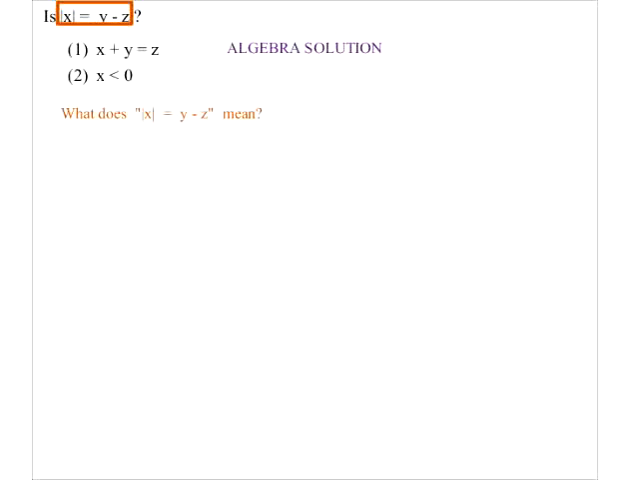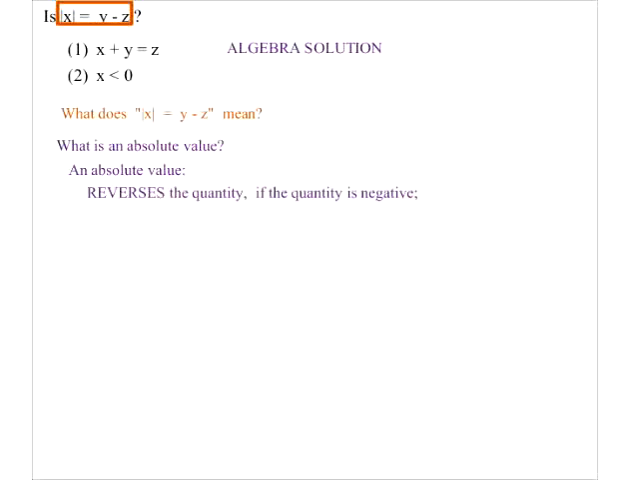So, okay. Remember what an absolute value is. What is an absolute value? Well, an absolute value does the following. An absolute value reverses the quantity if the quantity is negative, doesn't reverse the quantity if the quantity is non-negative. That's what an absolute value does.